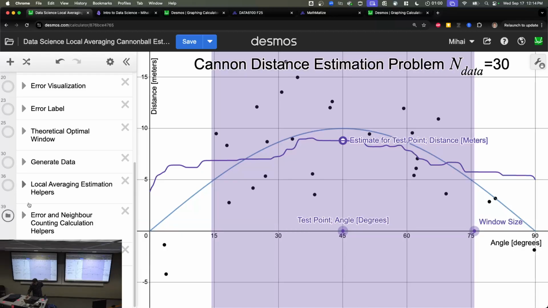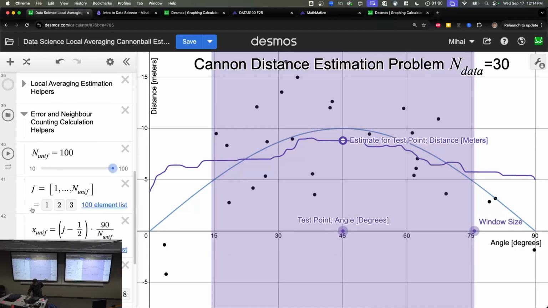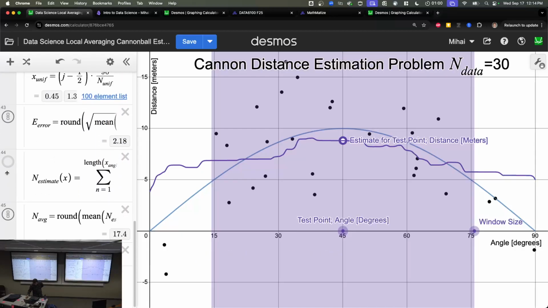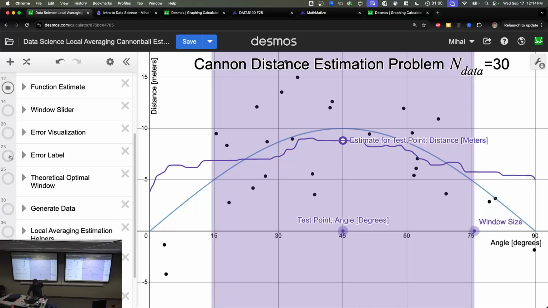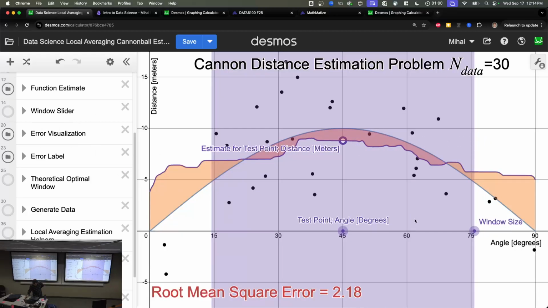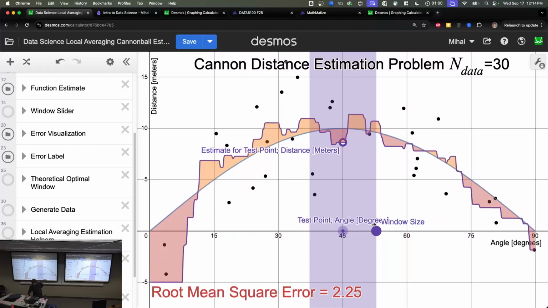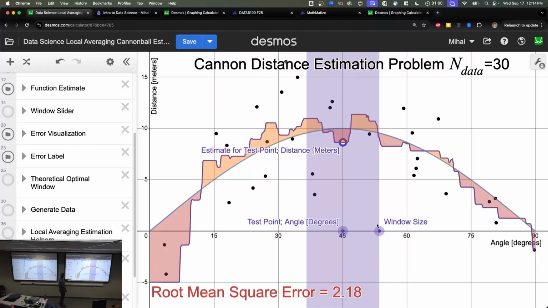Where's the error size? The error. That's not what I want. There's a little thing here, error label, here it is. And the error visualization. Okay, this is lovely. So what is this doing? Not only do I have the purple curve and the blue curve, now I've drawn where is an underestimate, where is an overestimate, and I have calculated the root mean squared error, which it claims is 2.18.